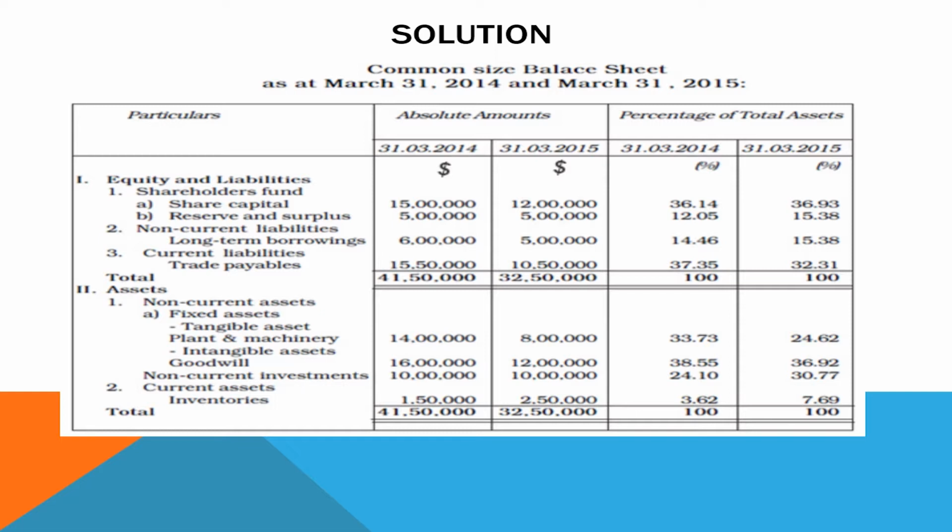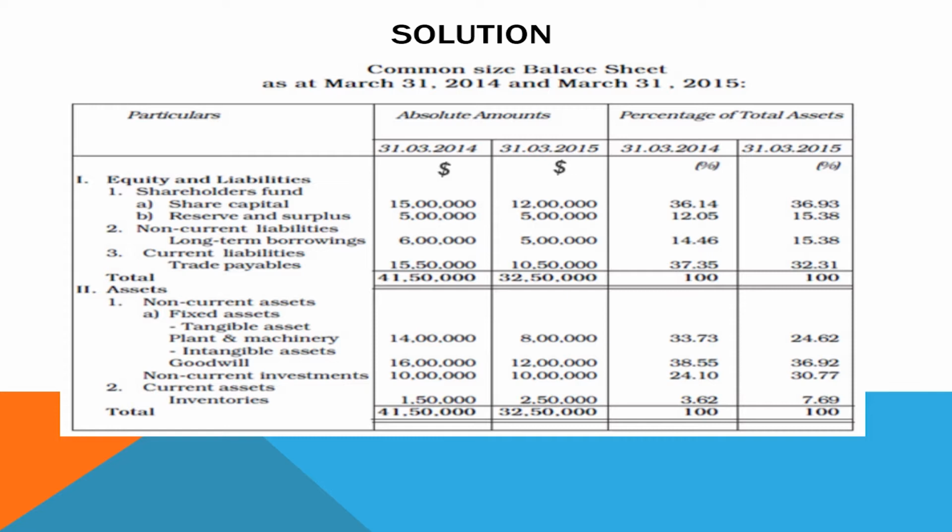Now the percentage of plant and machinery will be 14 lakh divided by 41,50,000 multiplied by 100, and in 2015 the plant and machinery is 8 lakh. Now percentage will be calculated as 8 lakh divided by 32,50,000 multiplied by 100, which comes to be 24.62%. And we will calculate the remaining with the same formula, that is the value at current year divided by the total value of assets and multiply it with 100.